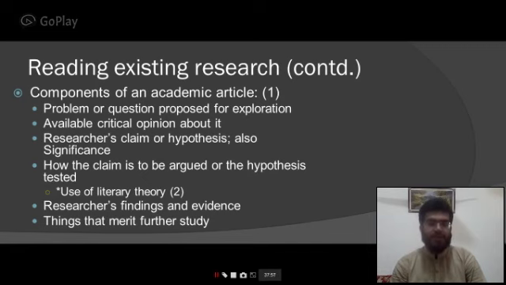So look at all these components and try to read like a scholar, sifting through the article, writing down your notes, highlighting which parts of the article are about the problem or research question, available critical opinion about it, the researcher's own claim or hypothesis, and so on and so forth.